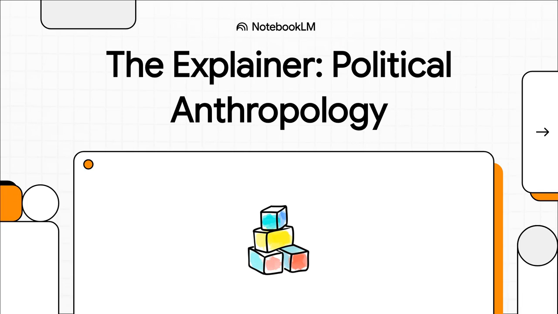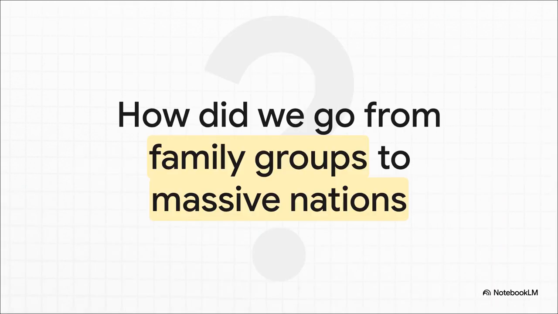Today we're going to tackle a really big question. A question about all of us, really. And we're going to look at it through the incredible lens of political anthropology. I mean, really think about it. How did we get from small, roaming family groups to, well, to this? To massive nations, complex laws, governments, all of it. For most of human history, that just wasn't the case. So how did that massive shift happen?